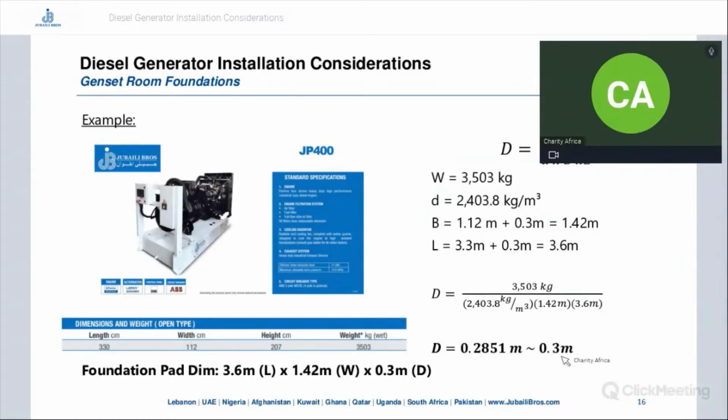approximately 0.3 meters. Therefore, the foundation pad dimension should be 3.6 meters in length, so that is 300 mm longer than the length of the genset base frame. And then the width is 1.42 meters, which is 300 mm longer than the width of the base frame. And the thickness is 0.3 meters, as we've calculated.